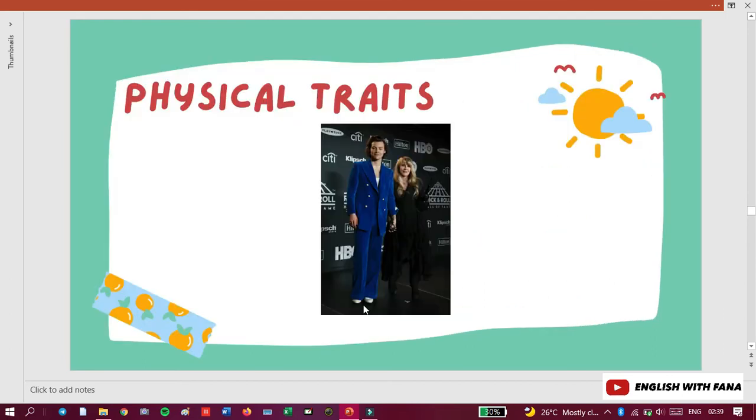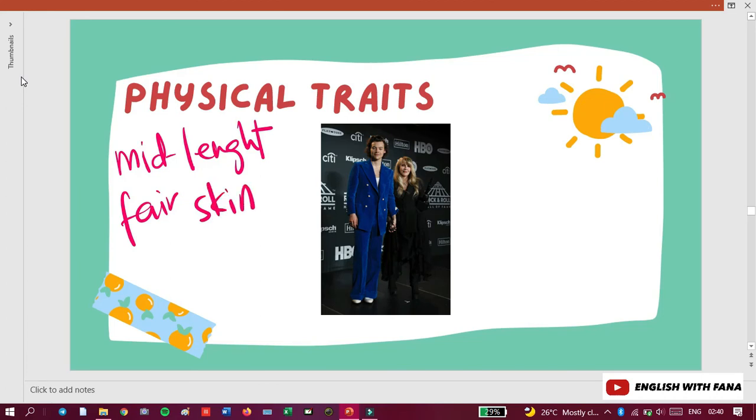And then, okay, physical traits. So what can we say about this picture, about this man? Okay, maybe we can say that he has mid-length hair, okay? Tak panjang sangat, tak pendek sangat. Fair skin. Okay? And he is tall.